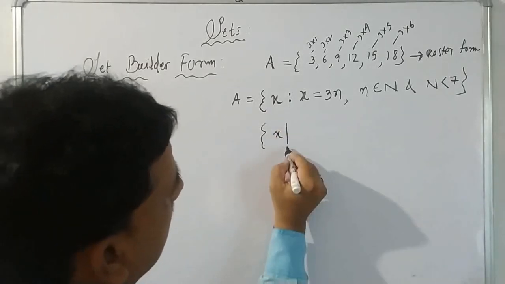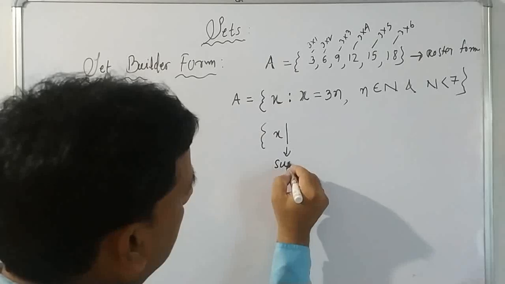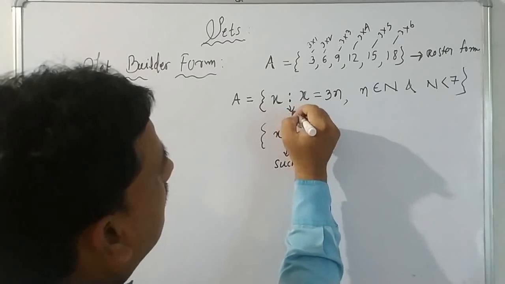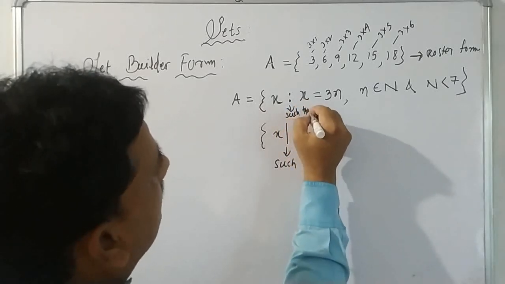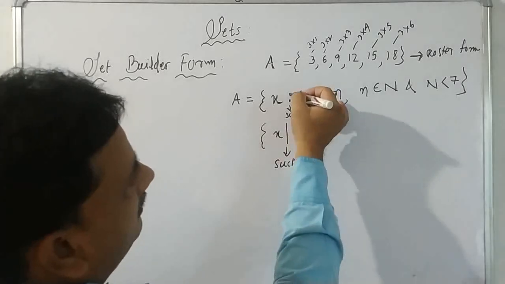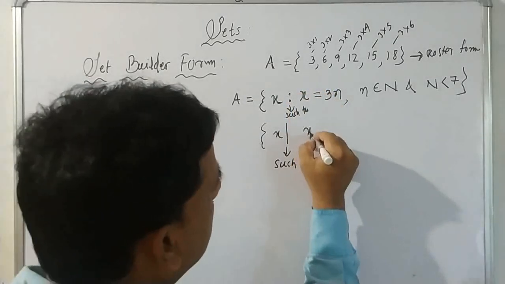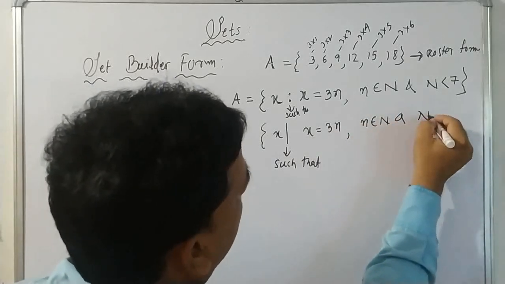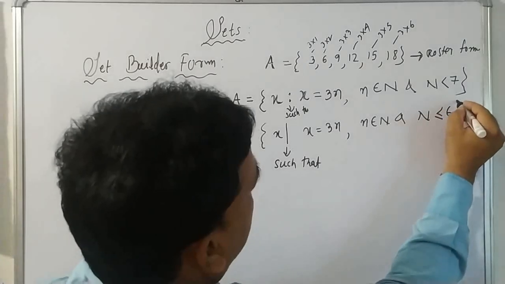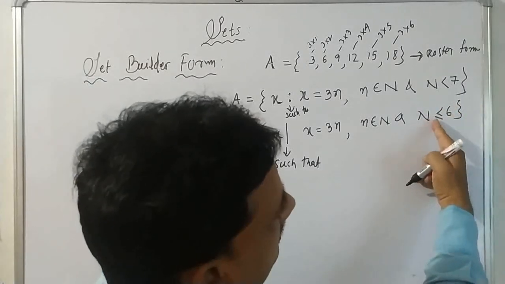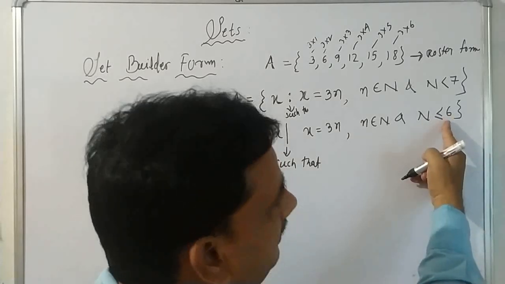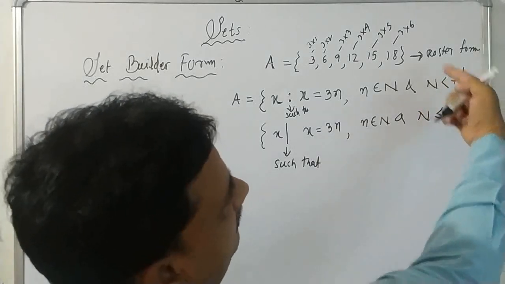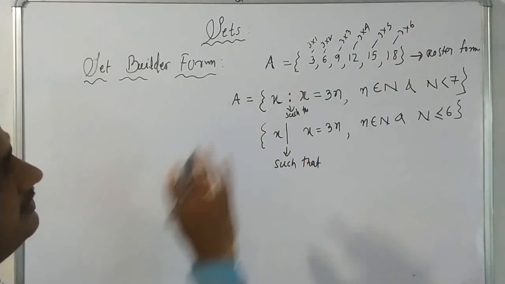x. Okay, its meaning is "such that". This is the symbol, okay? Such that, this one also. For "such that" you can use this horizontal line or double dot. Okay, x is equal to 3n, n belongs to N, and n less than or equal to 6 also you can write. If n is less than or equal to 6 is written, that means you can take x for 6 also. Or n less than 7 means up to 6. Understood? This is the way of writing.